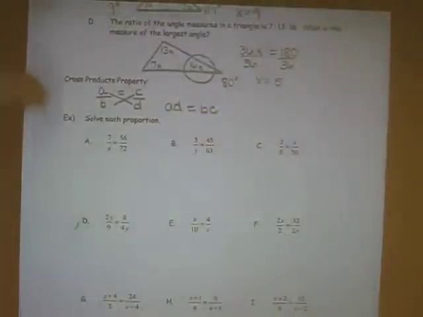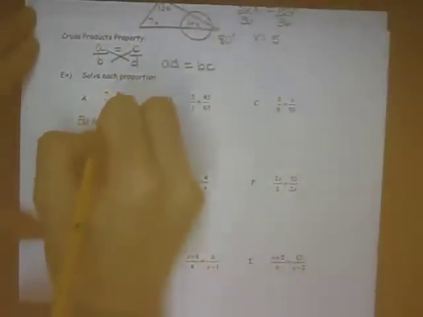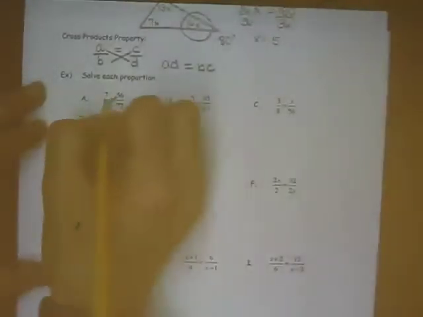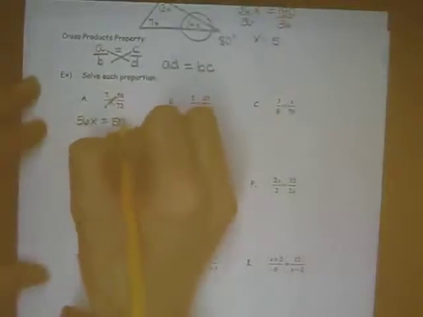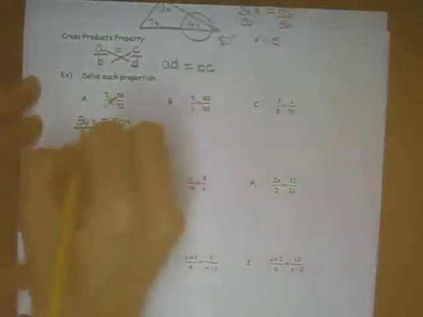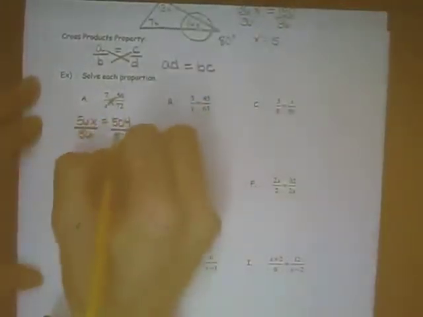In our first example, all we're going to do is solve each of these for the variable using the cross products. So in our first example, x times 56 is 56x. 7 times 72 is going to be 504. If you then divide by 56, x will be 9.